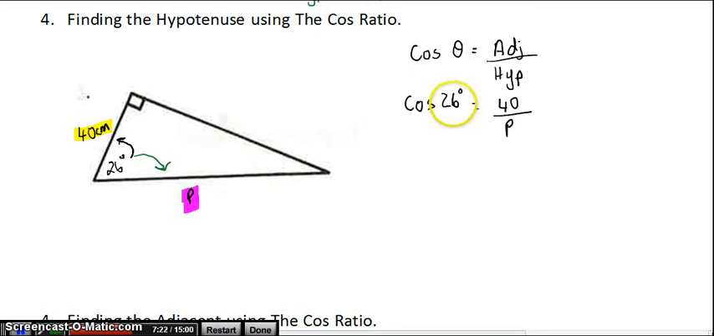Now doing this question, some people find it a little bit difficult. There is a trick way of knowing what to do, and that is simply to replace the p with the cos 26 and the cos 26 degrees with the p. So it looks like something like this. I won't put all there.